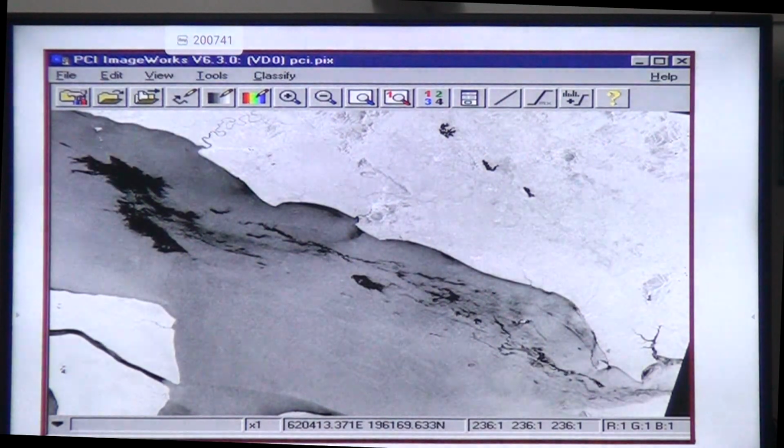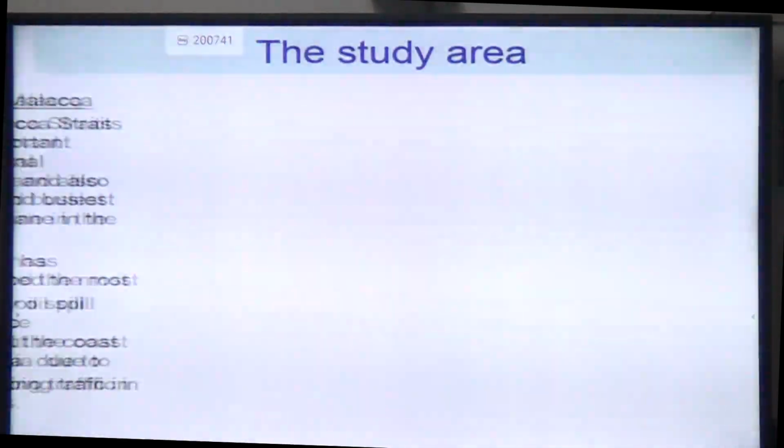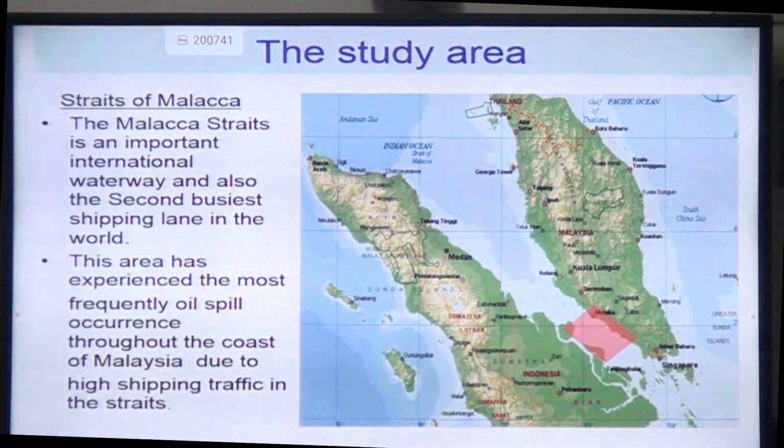Okay? So what we did, because we have temporal images, this is the study area that I already mentioned, right? This is the Strait of Malacca, this is Sumatra, this is Java, this is Banda Aceh here, where actually the earthquake happened, and Kuala Lumpur is here. Okay, and this is Singapore.